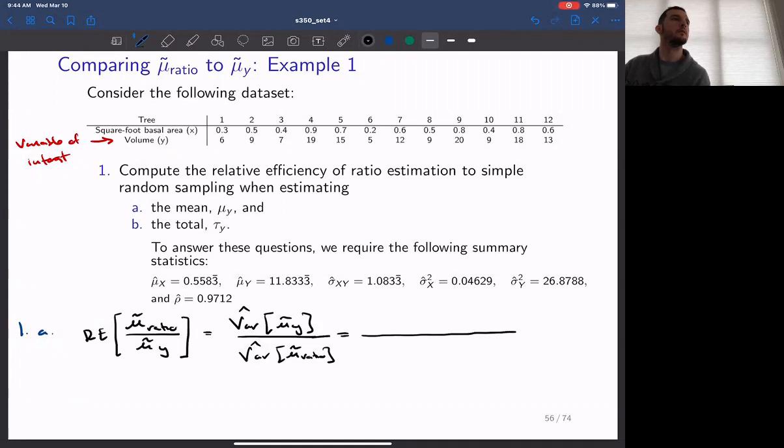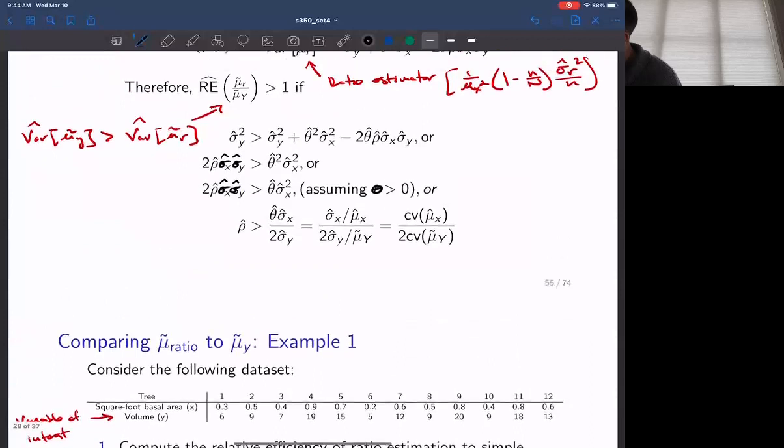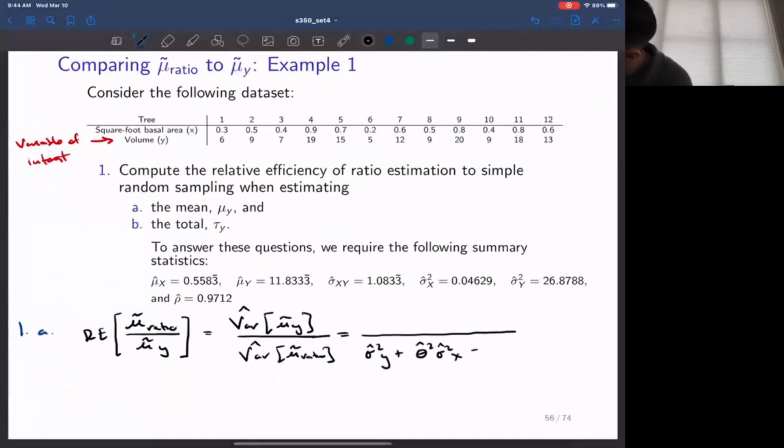sigma hat squared y plus theta squared sigma squared x minus 2 times theta hat times rho hat times sigma x times sigma y. And then on the top here, we'll have sigma hat y.